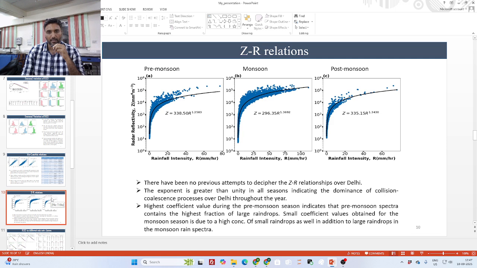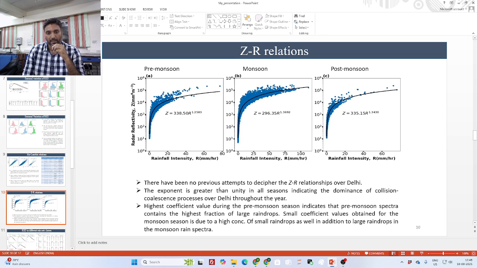We have also calculated some ZR relations over all the three seasons, and as you can see, Z equals A R to the power B, the standard form. The coefficients are different and exponents are also different during the three seasons, and these relations are very important in the sense that there have been no previous attempts to decipher the ZR relations over Delhi. So this is the first time that ZR relations over Delhi have been obtained.